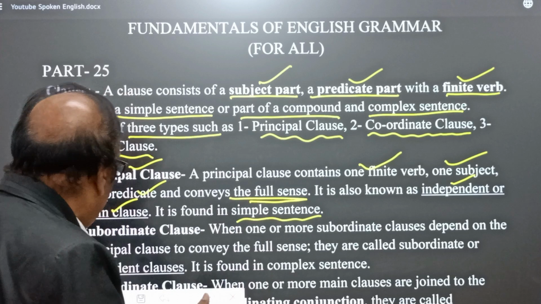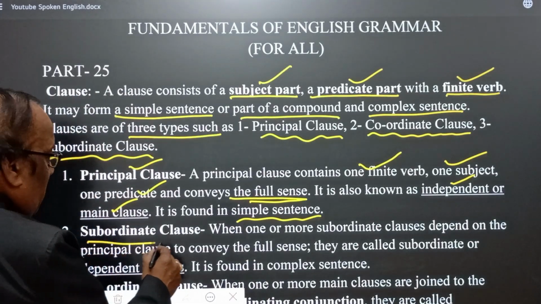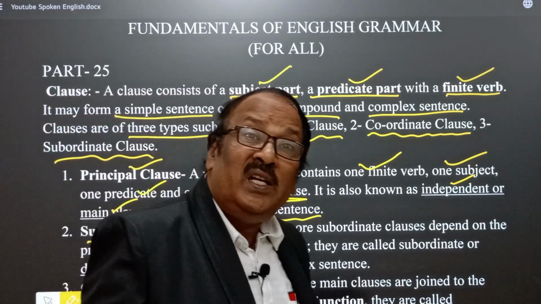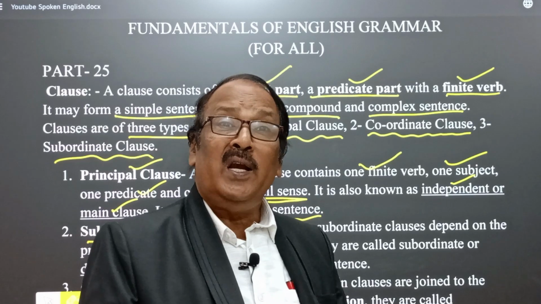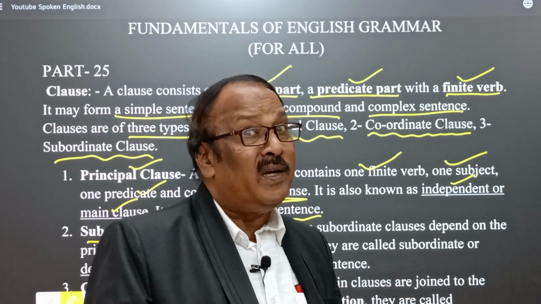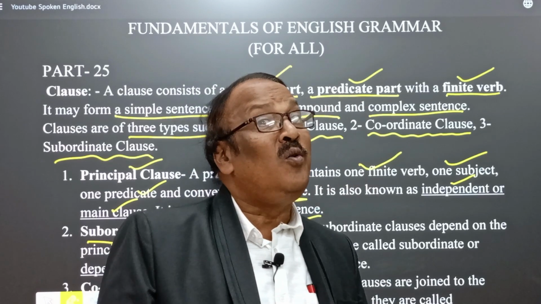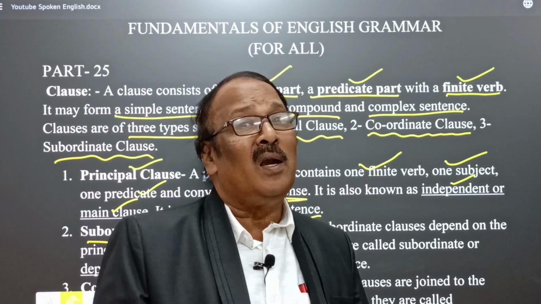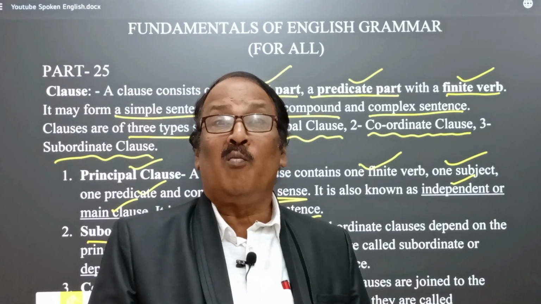Right. Subordinate clause. A subordinate clause is the clause which remains subordinate. It is a very natural clause. A subordinate clause remains dependent and subordinate to the main clause. Without the main clause or principal clause, a subordinate clause cannot express complete meaning.